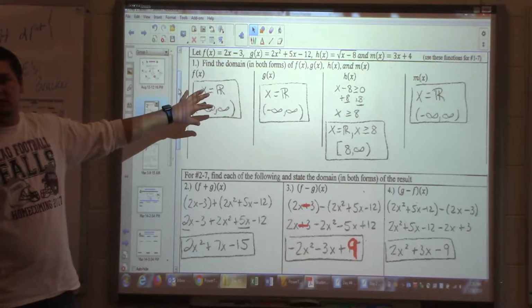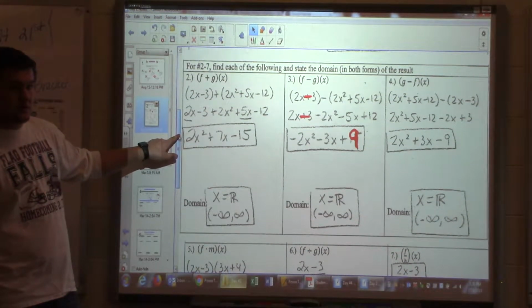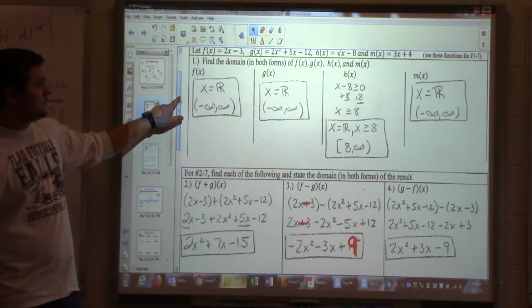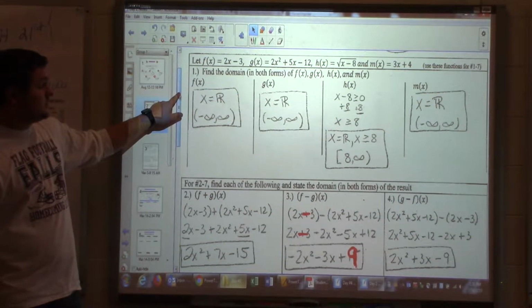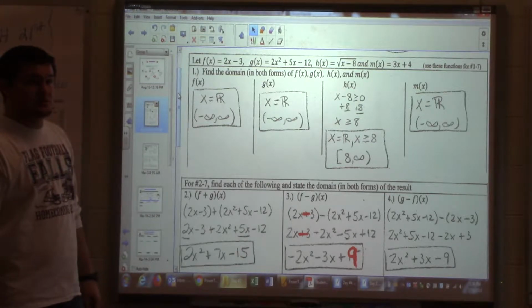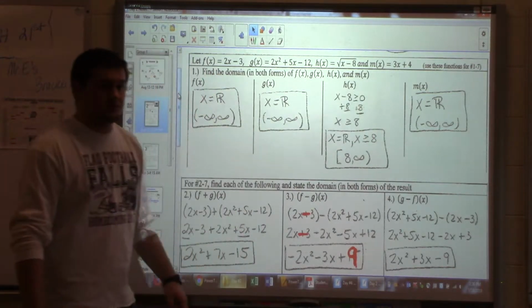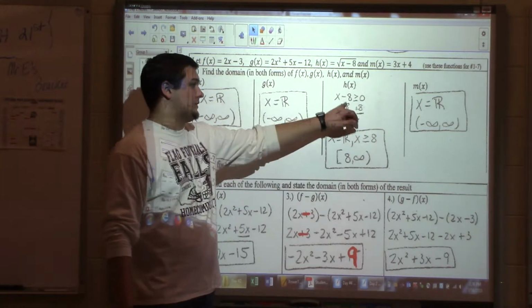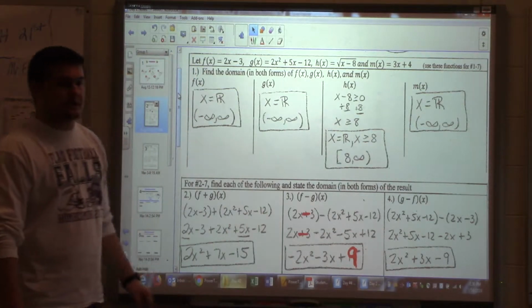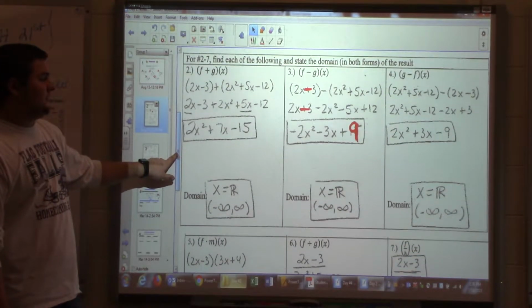Wait. I have a question for letter A. Why does X have to be greater than or equal to 8? Because we have to take what's under the square root, set it greater than or equal to 0. Then we solve for X. So we add 8, X is greater than or equal to 8. So, 2, 3, and 4.